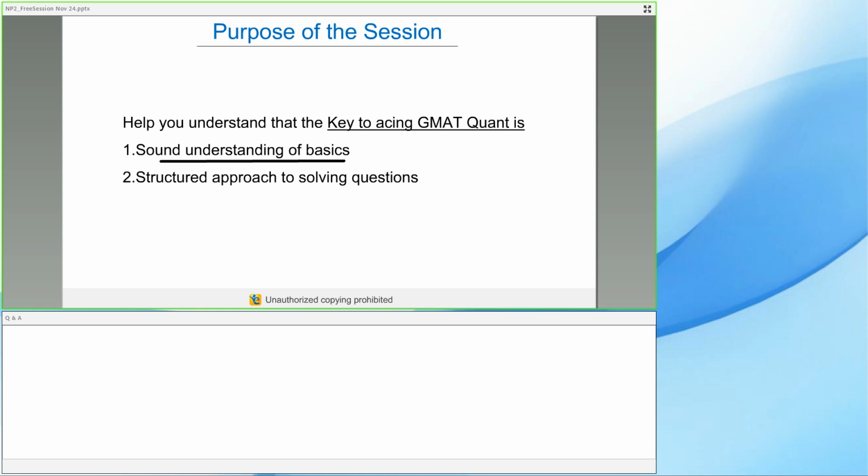But there's another aspect which I'm going to focus on while discussing the questions on number properties, which is how to solve a question in a methodical, very structured manner. This is something which not a lot of students focus on, and mostly when they come across difficult questions, they face a lot of problems because they don't know how to approach them. So one of the main purposes would be to help you develop a structured approach to solve questions.